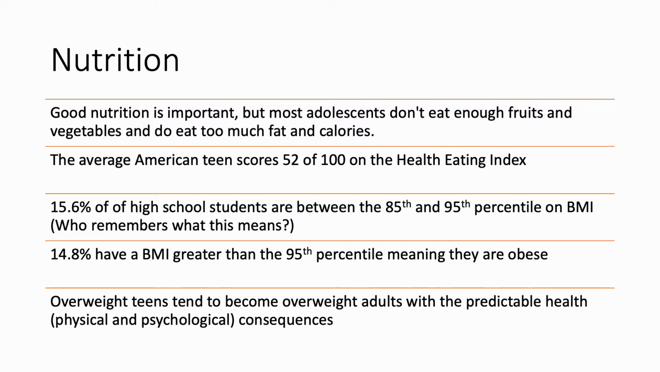Nutrition is something that is also important with this age group, but most adolescents do not eat enough fruits and vegetables, and they do eat too much fat and too many calories, which again is why the exercise is so important. The average American teen scores 52 out of 100 on the Healthy Eating Index. A little over 15% of high school students are between the 85th and 95th percentile on BMI. Now, I hope all of you remember what this means.